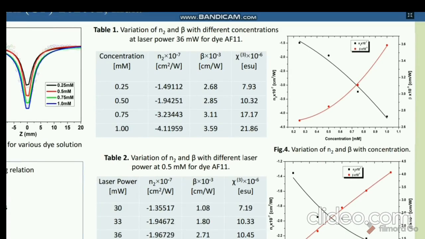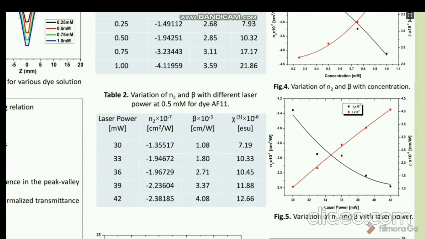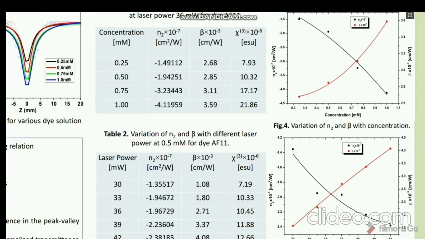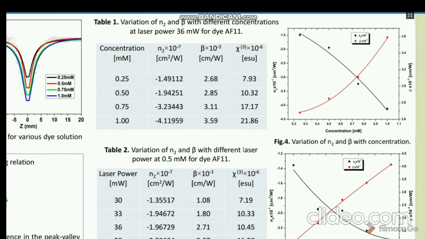Further, in figures 4 and 5, the variation of n2 and beta shows that as the concentration and laser power increase, the magnitude of n2 and beta also increases almost linearly.